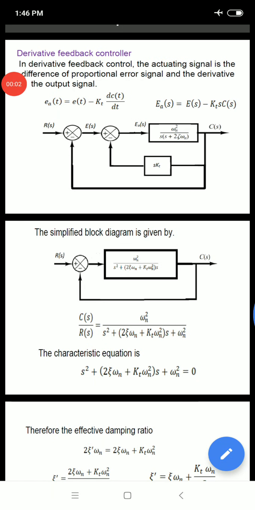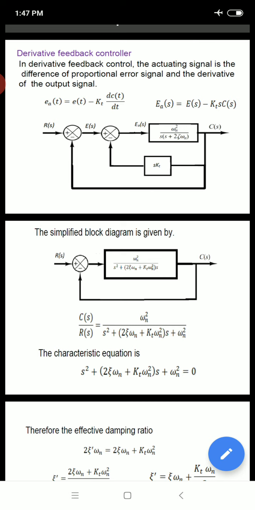Today we shall discuss the derivative feedback controller. In the derivative feedback controller, the actuating signal is the difference of the proportional error signal and the derivative of the output signal. Ea(t) is equal to e(t) minus Kt into dc(t) divided by dt.